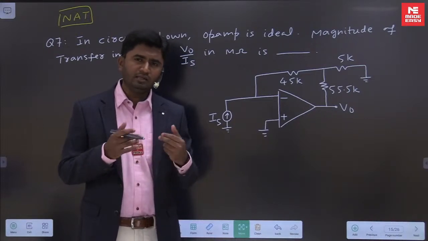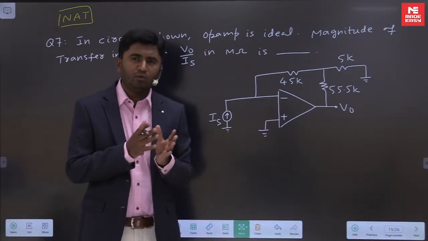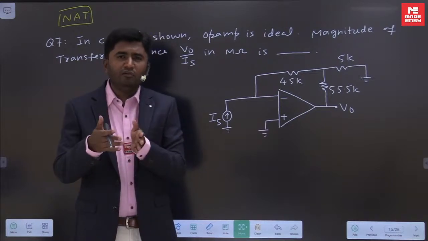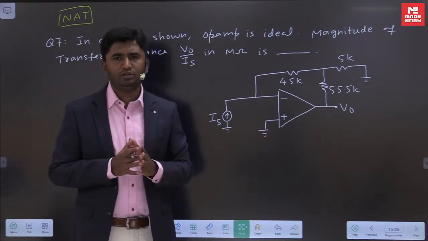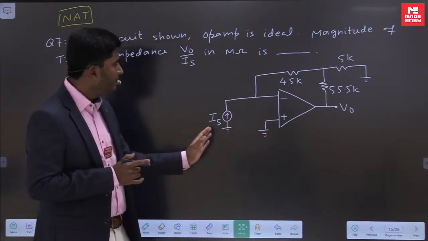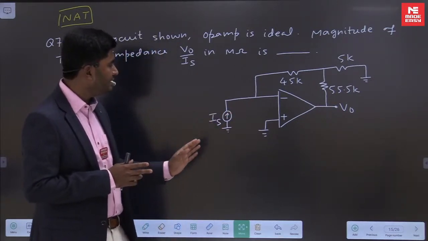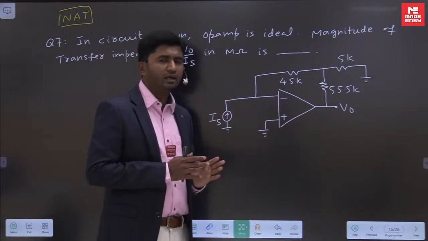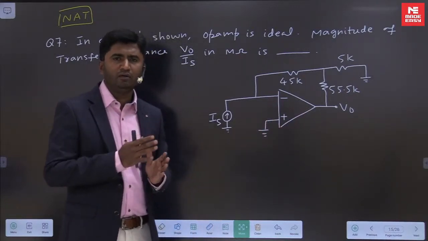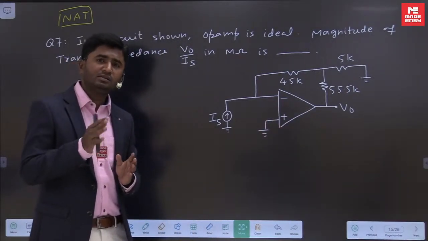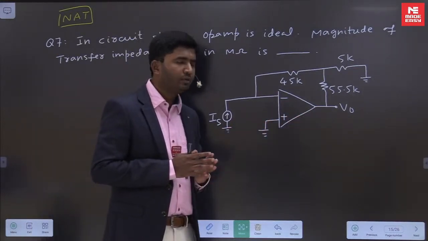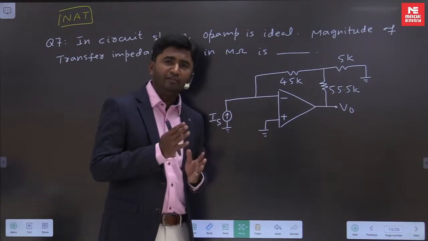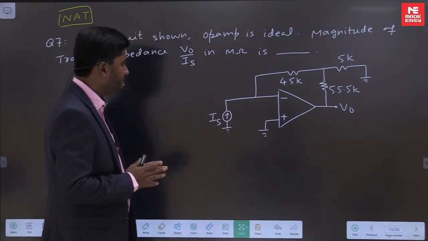So the question can be asked in many ways. Calculate trans resistance gain for the op amp circuit shown, calculate transfer impedance for the circuit shown. This is basically an I to V converter. It is a current to voltage converter. We call it an I to V converter or a trans resistance amplifier. Input is a current, output is voltage. So for this I to V converter we have to obtain V naught upon Is.